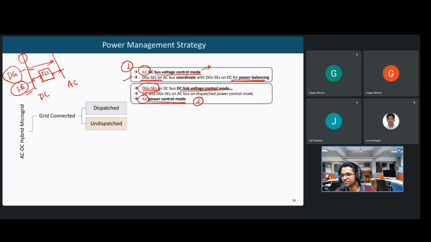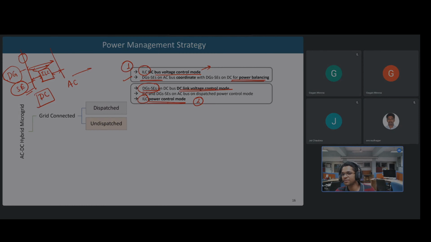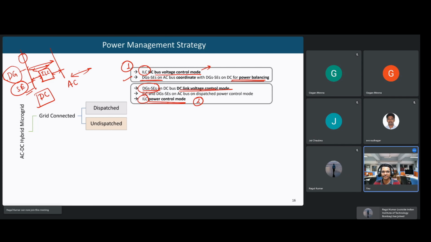And since we are controlling voltage here, and this is operating in power control mode, this will also operate in power control mode on the AC side. So on the AC side also, we will be operating in the power control mode.